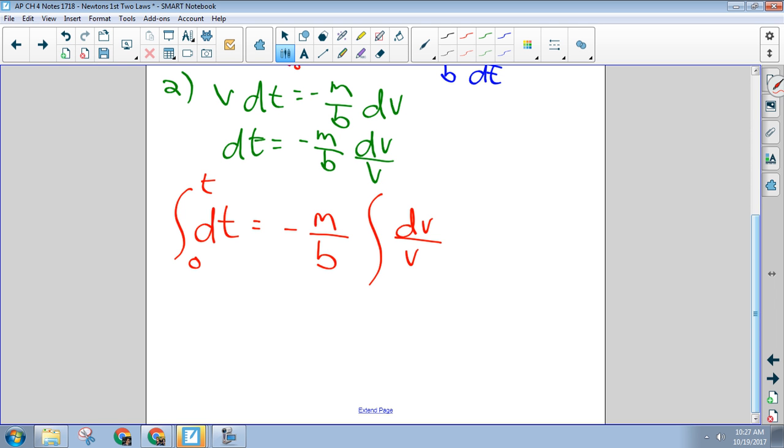And again, some math teachers would get fussy about this. This is really bad notation, doing dt and having t as a thing. Nobody in physics cares. I care because I'm more mathy, but whatever. We'll deal with it.